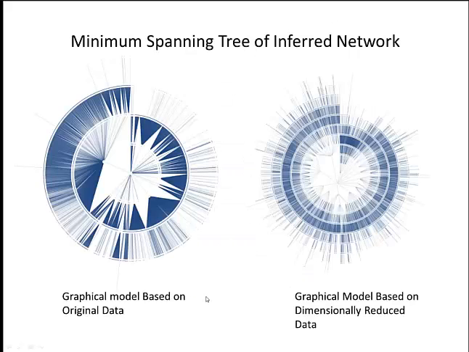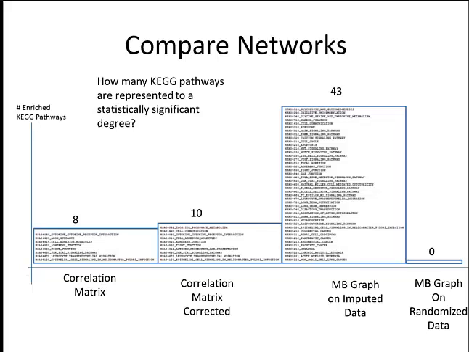So the next thing we did with this data is we built a graphical model. So we're looking at a network of post-translational modifications based on this data, and we get one network for the original data and one network for the dimensionally reduced data. And then we want to assess the quality of these two networks. One way to do that is to evaluate the degree to which prior knowledge of pathways is present in these networks. So we selected all KEGG pathways, and we count how many KEGG pathways are represented to a statistically significant degree in each of these networks.